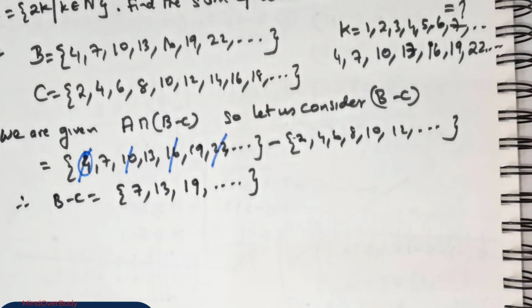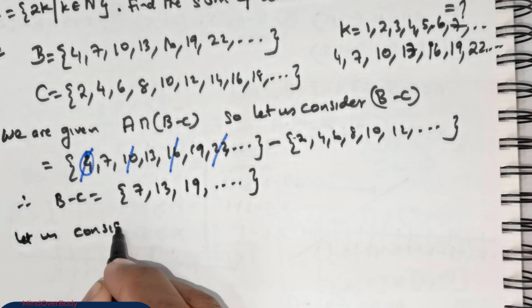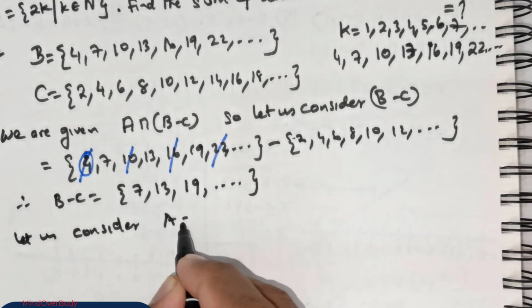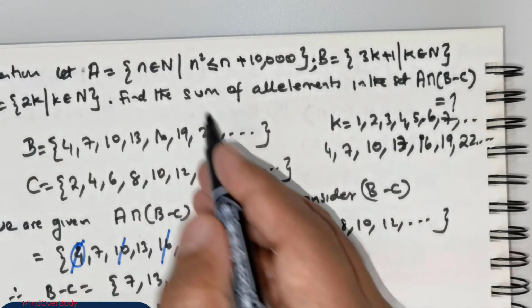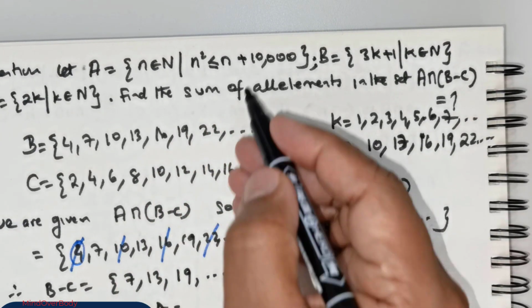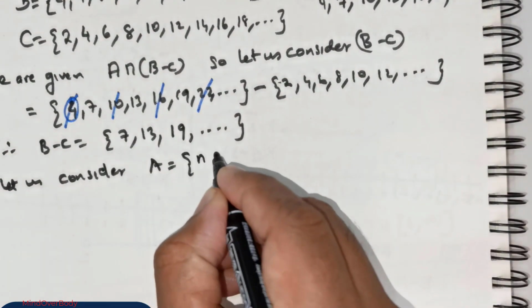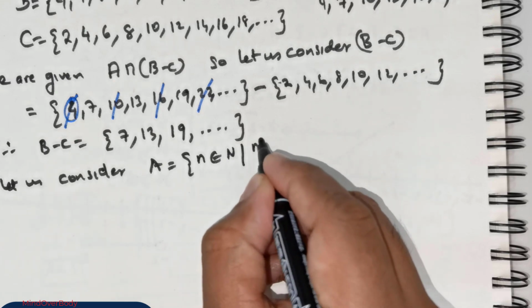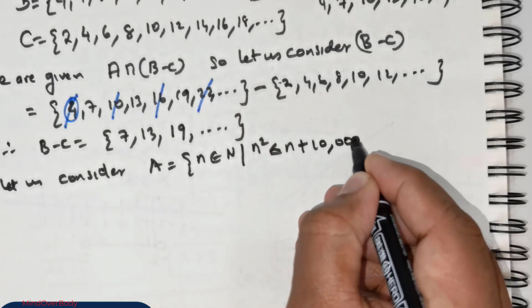Now let us consider the set A. What is A? All n such that n squared is less than equal to n plus 10,000. This is what is being given. Let me write that down. It has all n element of natural number such that n squared is less than equal to n plus 10,000.